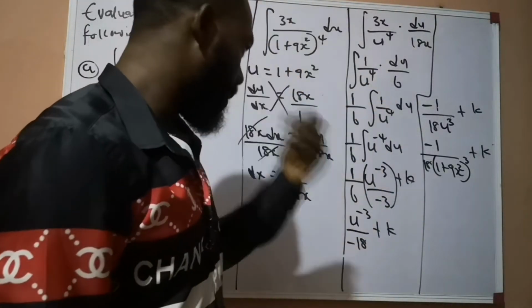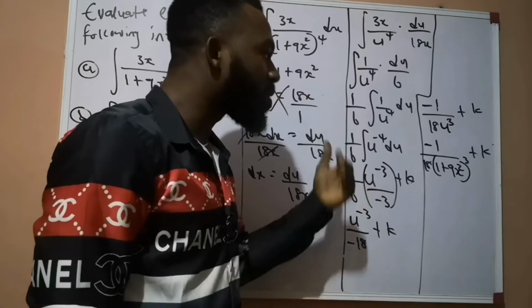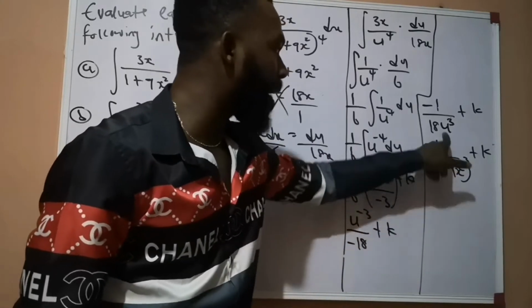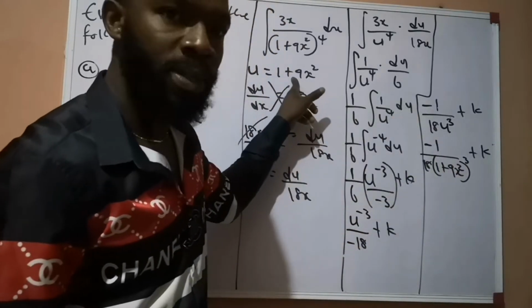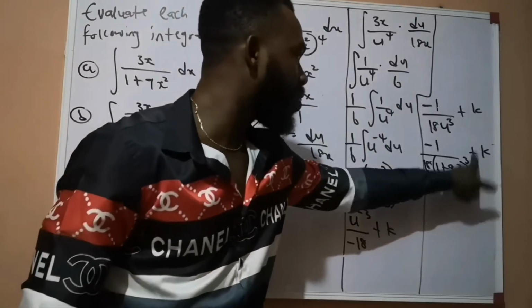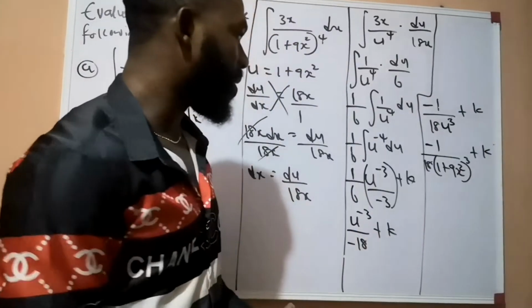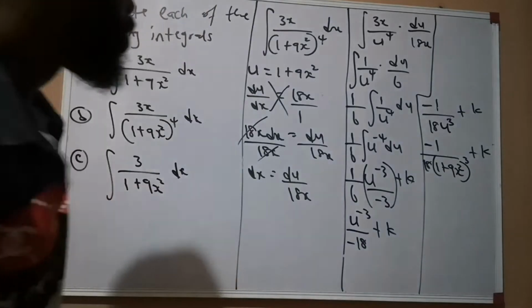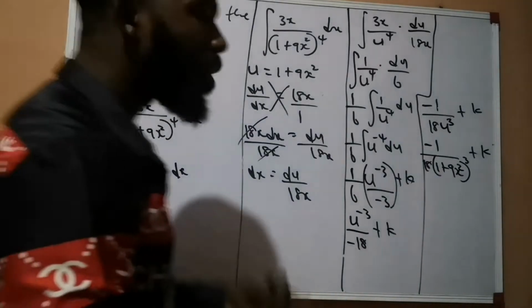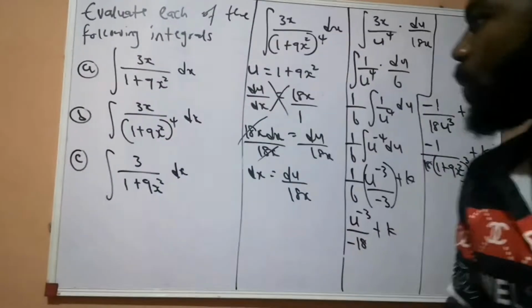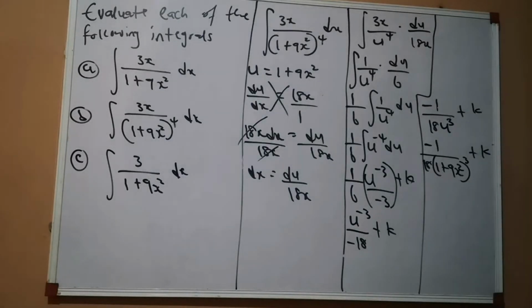Minus 1 over 18 into the bracket of 1 plus 9x squared. How did I get 1 plus 9x squared? U we said is 1 plus 9x squared. So where is this 3 from? This positive power that is here, plus our k. So class, this becomes the answer to question number 2.